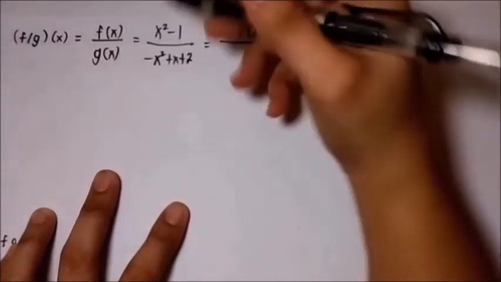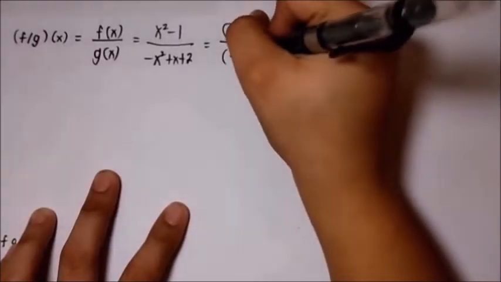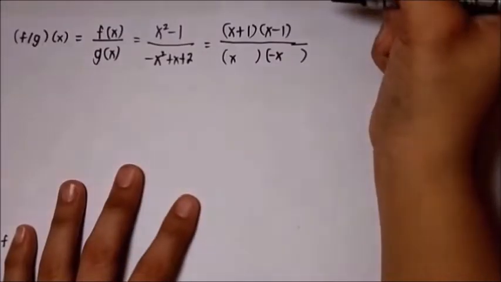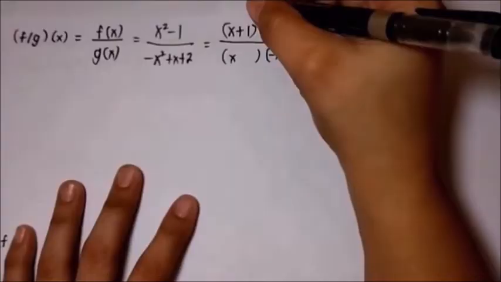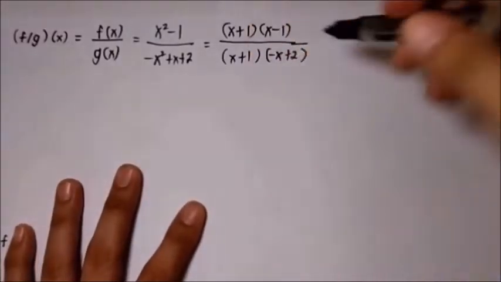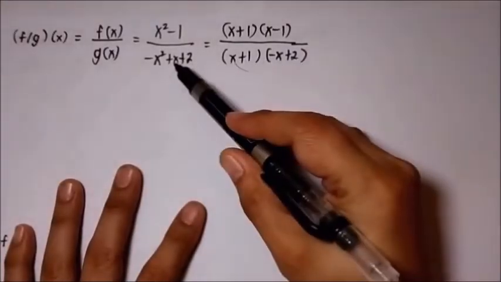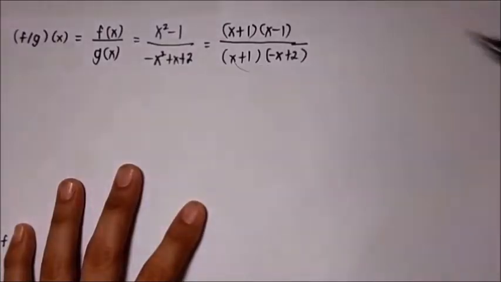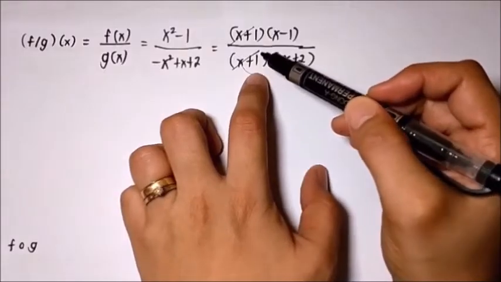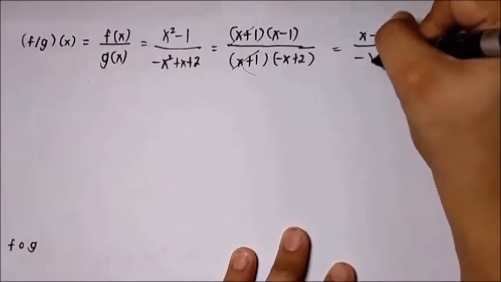And then, how about this one? Factors of x squared, we have x and negative x. Factors of 2 would be 2 and 1. So we have x plus 1 and then negative x plus 2. Let's check. This is negative x squared, positive 2x, negative x, so that would lead to positive x and then positive 2. So we can now cancel out x plus 1 and x plus 1. So which would lead to x minus 1 over negative x plus 2.